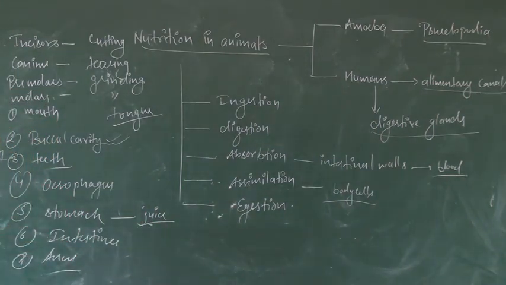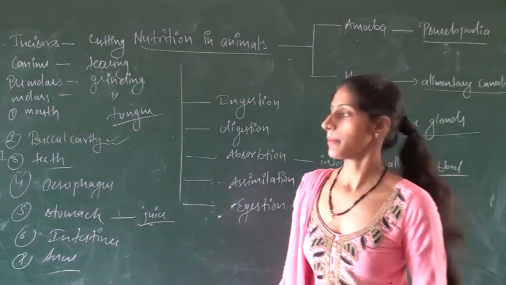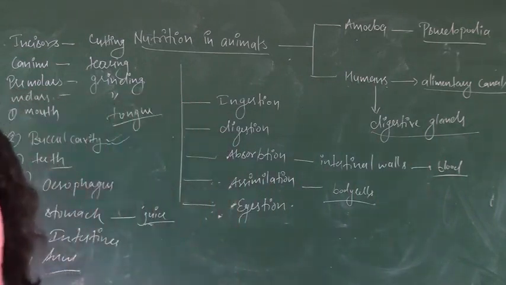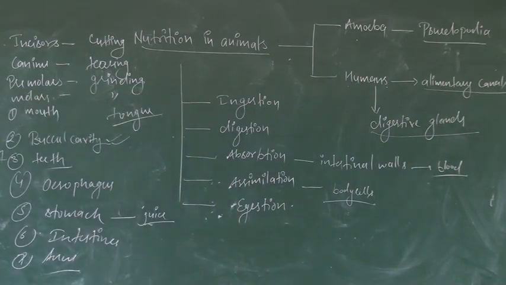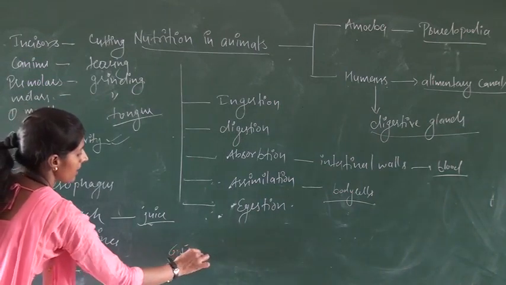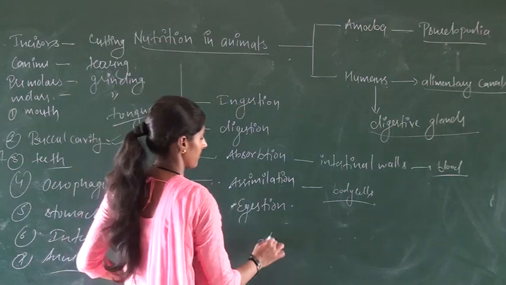After that, the intestine. There are 2 intestines present in the human digestive system: small intestine and large intestine. The small intestine is very large in size, about 6.5 meters long. It has 3 parts, that is duodenum, jejunum and ileum.